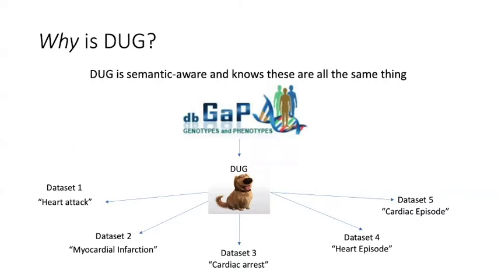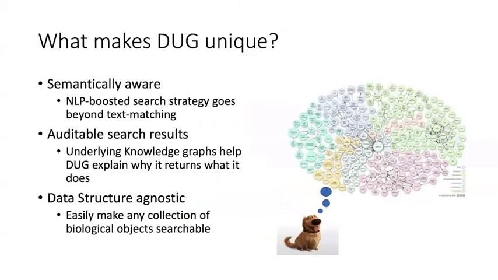So that brings up the point of, why is Doug? Doug is semantic aware. It was designed and built to be semantic aware, to know that all of these are the same thing. So that when I'm looking over dbGaP, I know that heart attack, myocardial infarction, cardiac arrest, heart episode, and cardiac episode are all ways to say heart attack. And that's what makes Doug so unique.